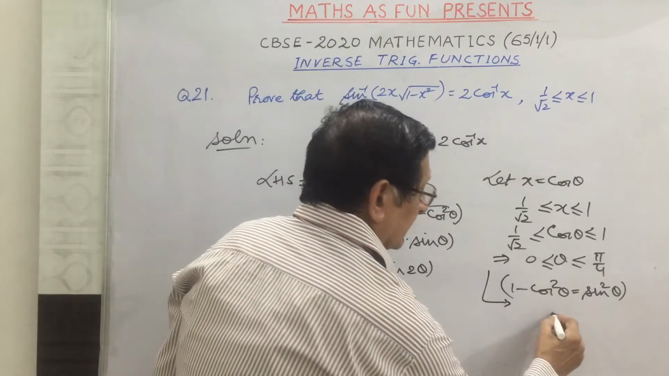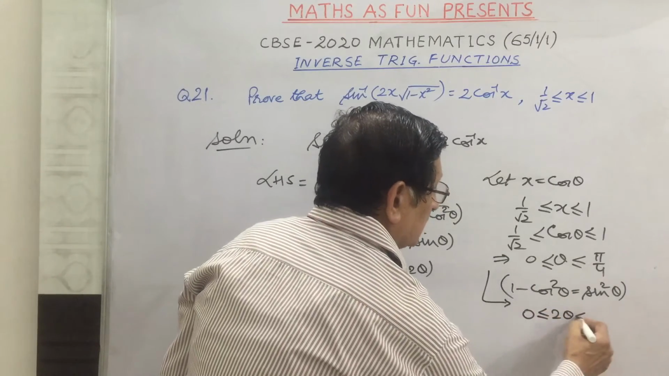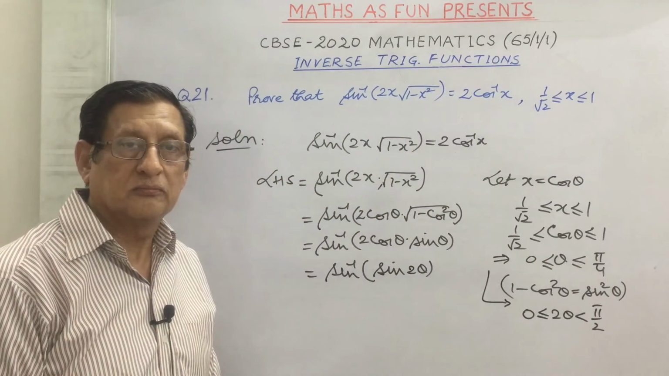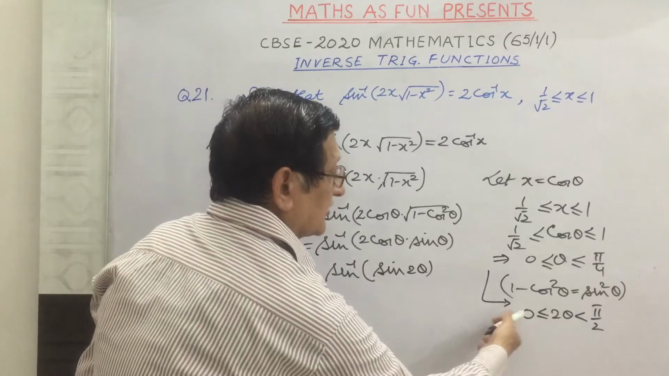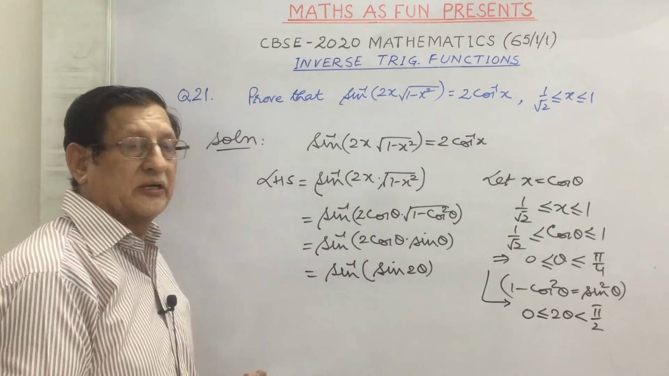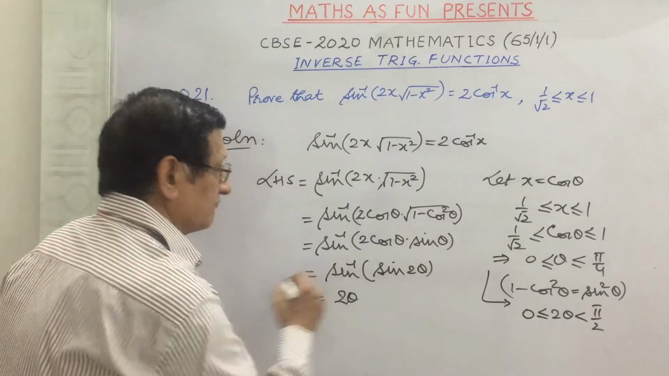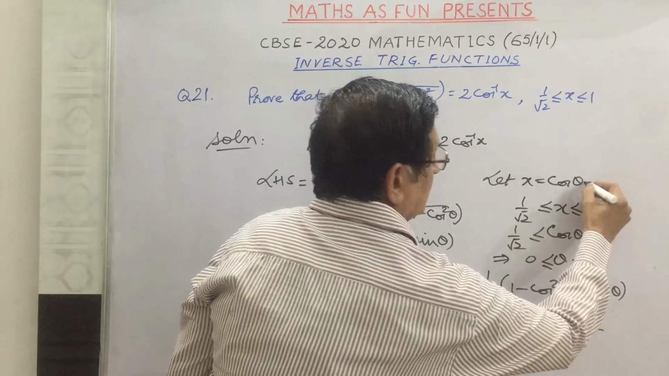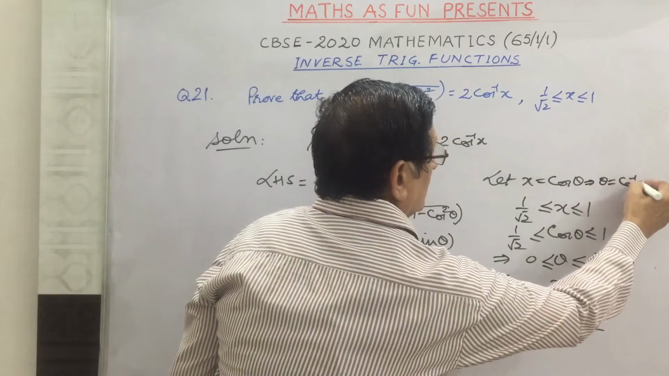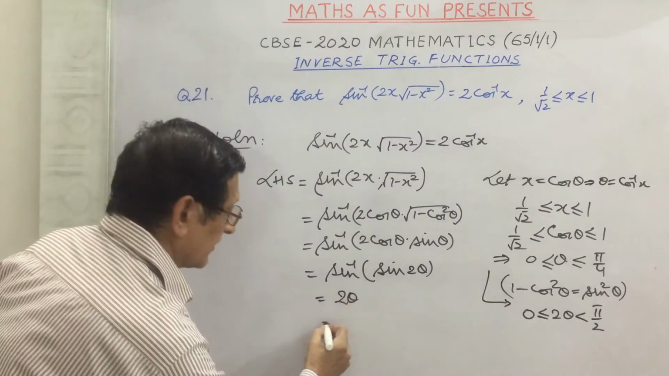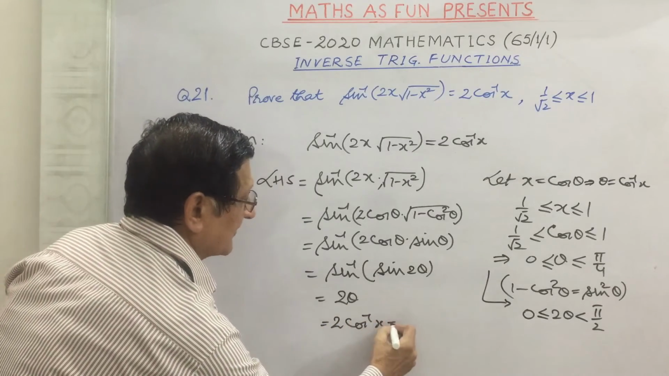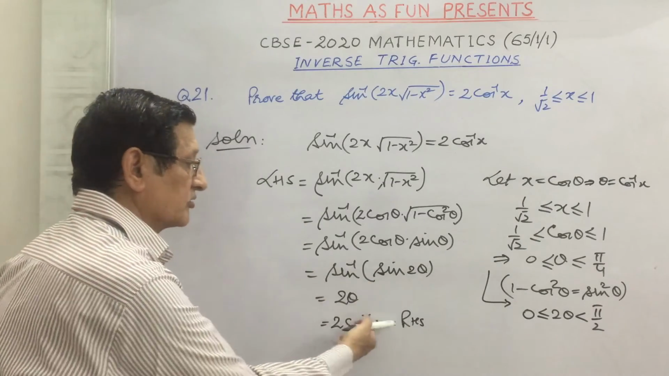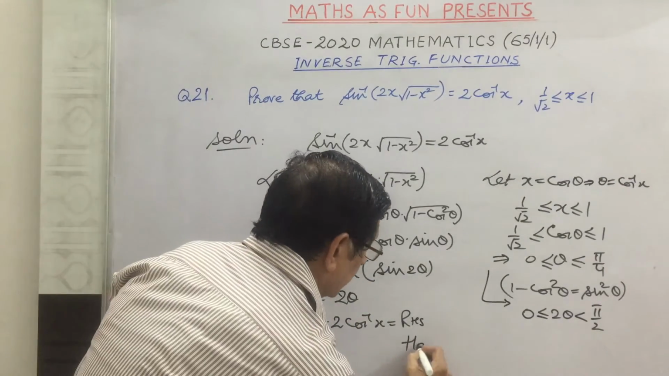From this, we find that 2 theta lies between 0 and pi by 2 if we multiply both the sides by 2. So 2 theta is coming between minus pi by 2 and pi by 2, and we can write this as 2 theta. From our substitution, x is cos theta, which implies that theta is equal to cos inverse x. So we can write this as 2 cos inverse x, which is the right hand side. From the left hand side we have gone and got the right hand side, hence proved.